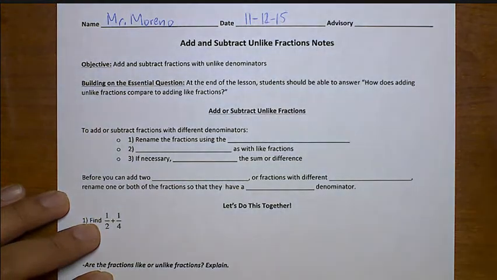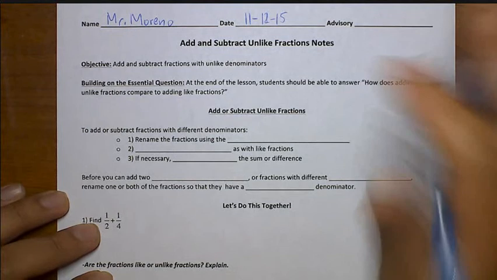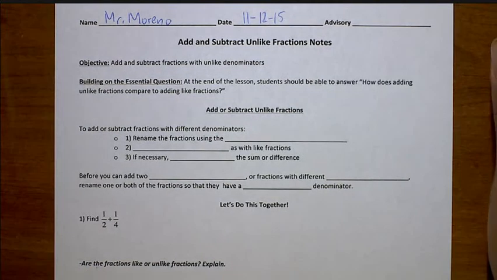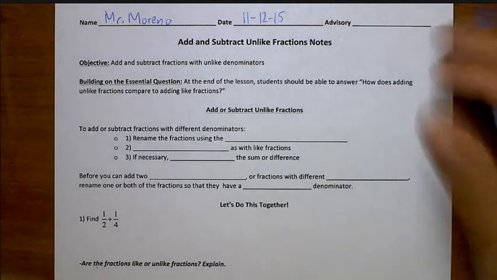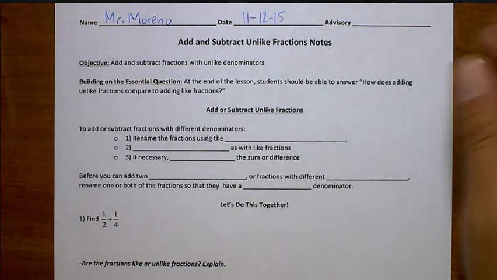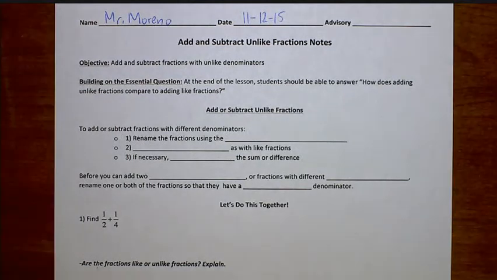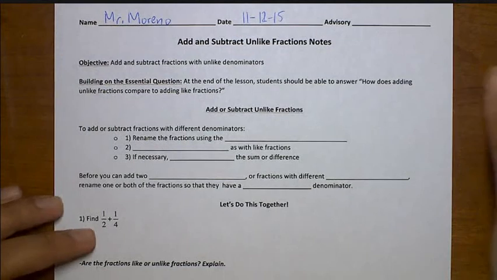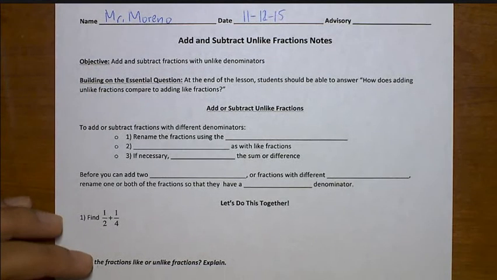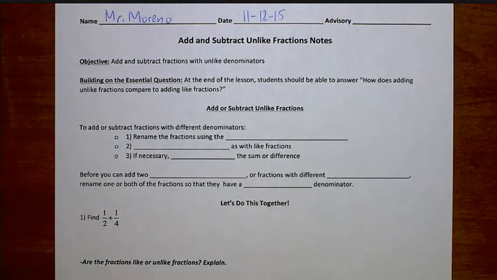Alright, so today we're going to be talking about adding and subtracting unlike fractions. What we're doing today is very similar to what we had done a few days ago. The only difference here is that our denominators are going to be different from one another. So we're going to look to see how we solve those type of problems. Let's start off with our objective. What is it that we want to achieve by the end of today? We want to be able to add and subtract fractions with unlike denominators.